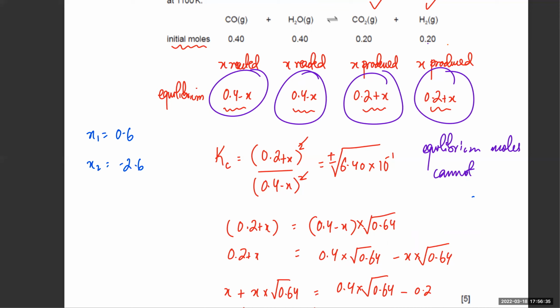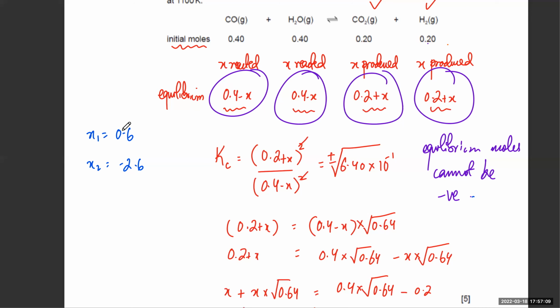If you're counting something, like apples in a basket, it's either going to be 0 or 1 or 2. You're never going to have minus 2 apples in the basket. So equilibrium moles cannot have a negative value. These numbers over here should not come out to be negative. If you use minus 2.6, this would come out to be negative. With 0.6, if you use 0.6, this would be 0.4 minus 0.6. It's still coming out to be negative.